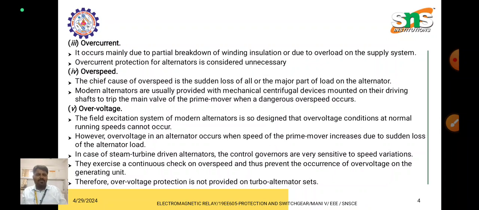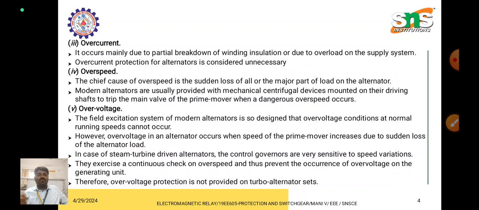Because if the load increases, the generator speed changes and the automatic control system takes over. The next one is overspeed, which is related to the load. Here, the chief cause of overspeed is the sudden loss of all or a major part of the load on the alternator. Suppose a huge load is suddenly disconnected; then the voltage and the current will increase, so it affects the generating station and the alternator.